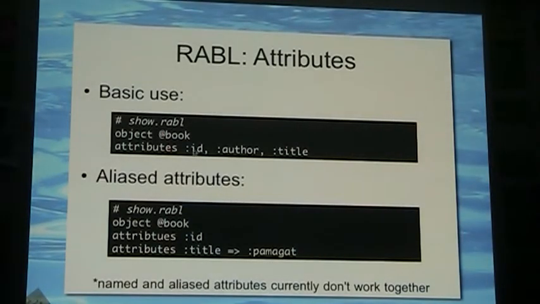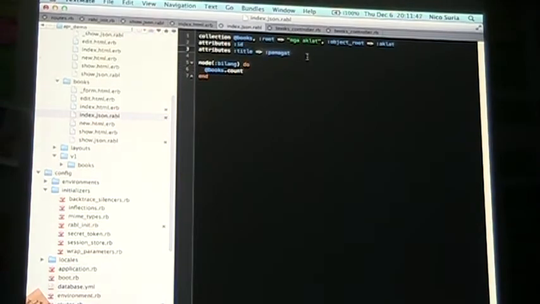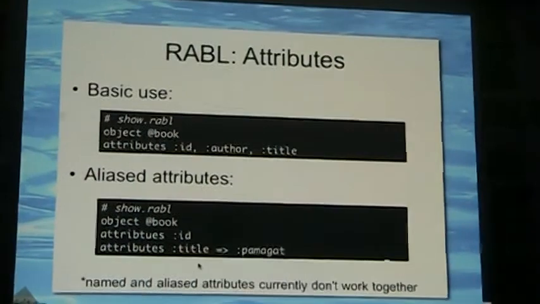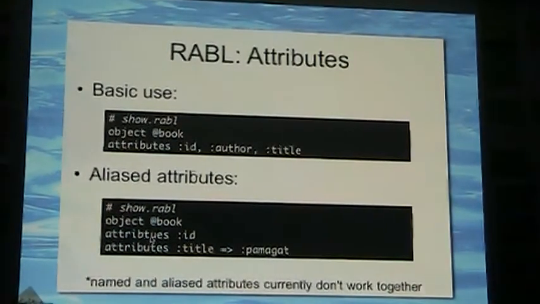So RABL attributes. This doesn't have to be an ActiveRecord object, by the way. So presenters can work. This could be object book presenter, and ID, author, and title could just be attributes to be clear. You can alias them. Here, I'm aliasing title as pamagat, so there you go. If I remove it, it just goes back to title. Another gotcha. Name and alias attributes currently don't work together, so you have to separate them out. That's basically it. Pardon the typo.